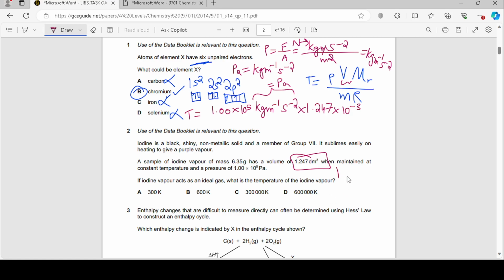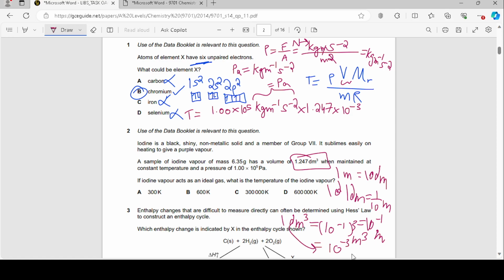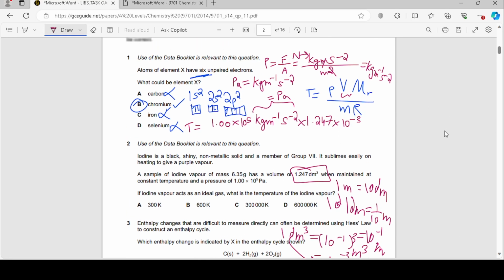Because 1 meter equals 10 decimeters. So if you want 1 decimeter, then you have to make it 1 over 10 meters, which is 10 to the minus 1 meters. And since you have 1 dm cubed, that means you have 10 to the power of minus 1 meters cubed. So if you want to convert from dm cubed to meter cubed, you have to multiply by 10 to the power of minus 3, or divide by 1000 basically. Anyways, that is that.